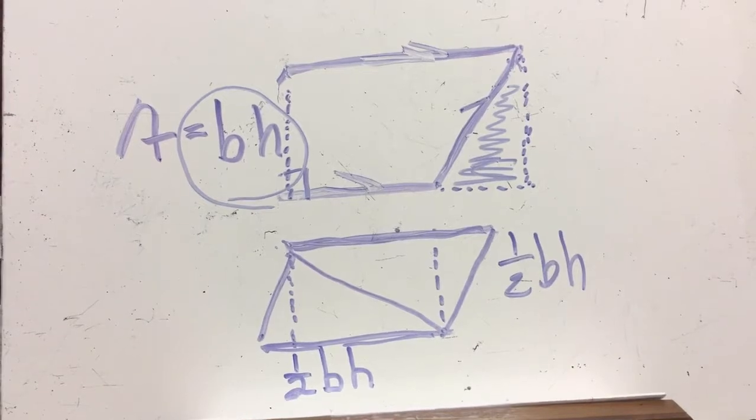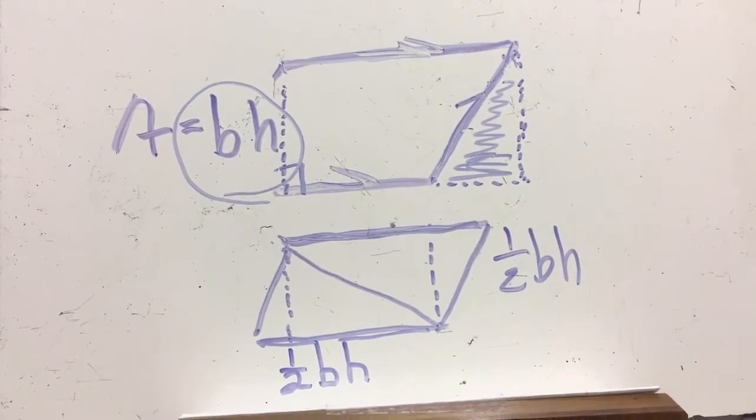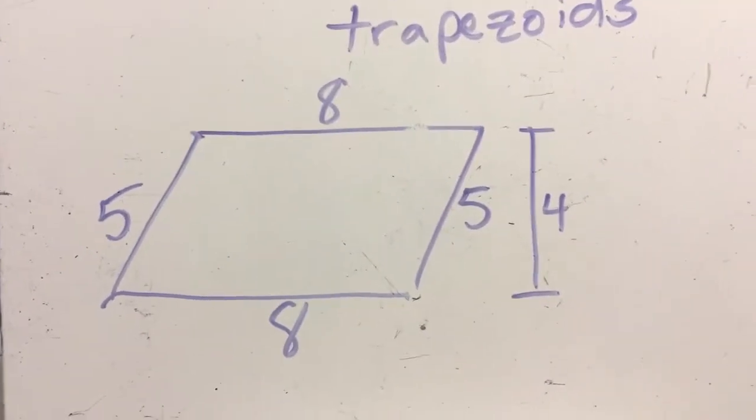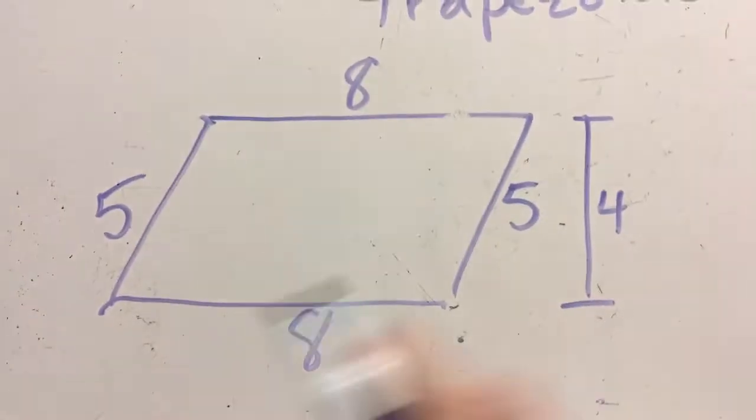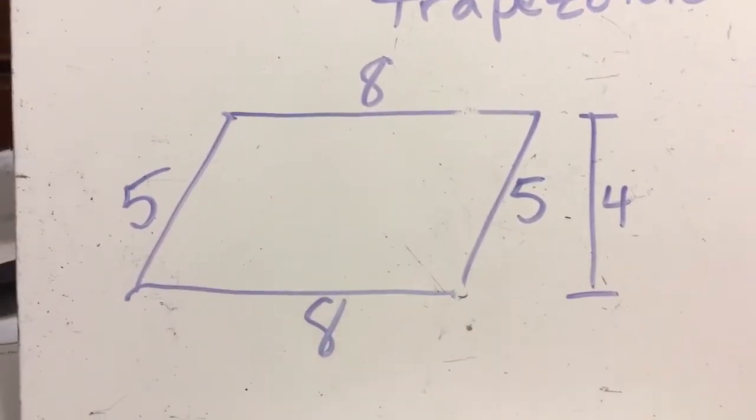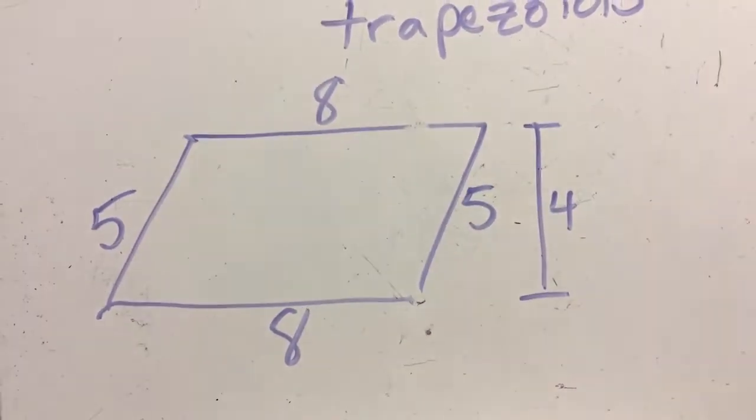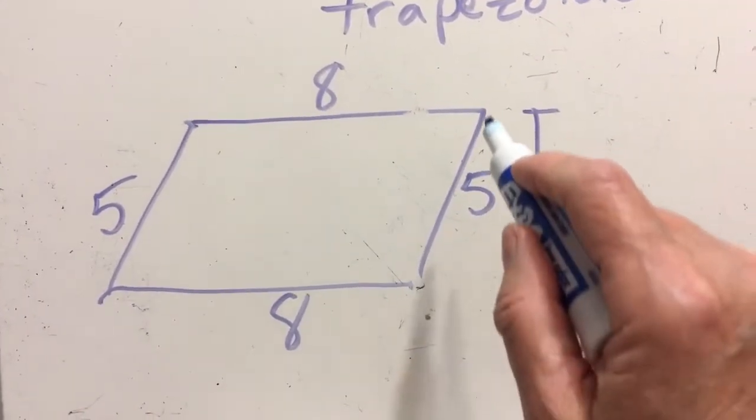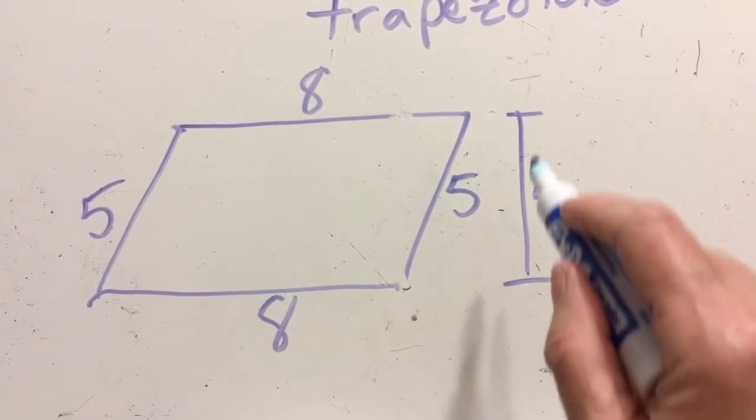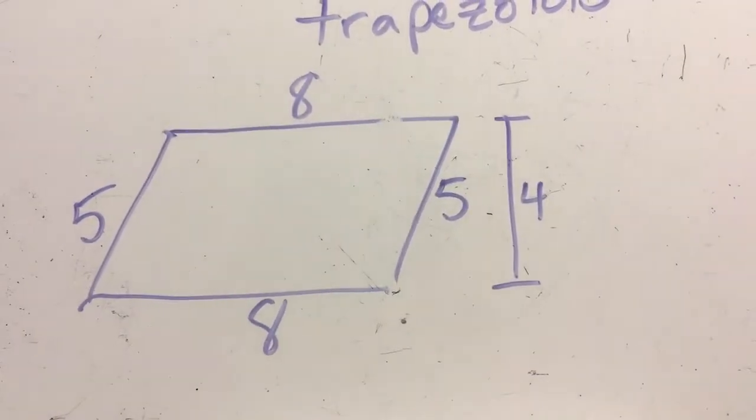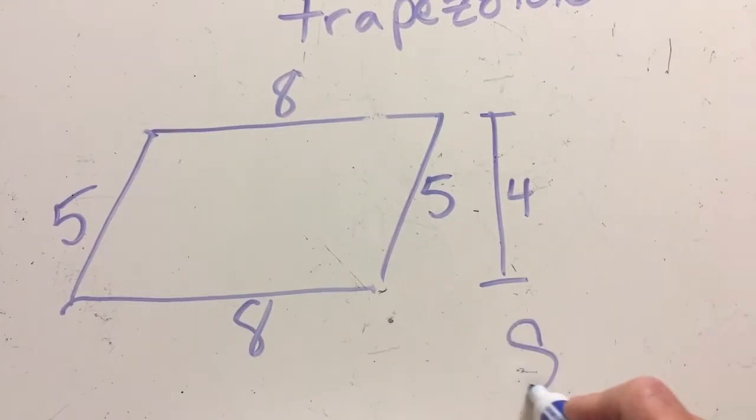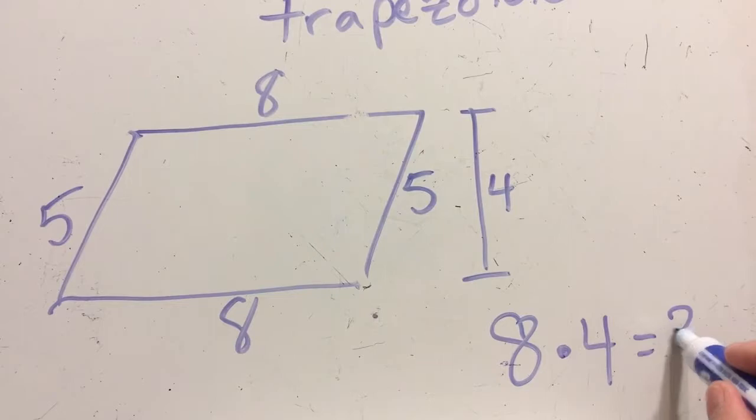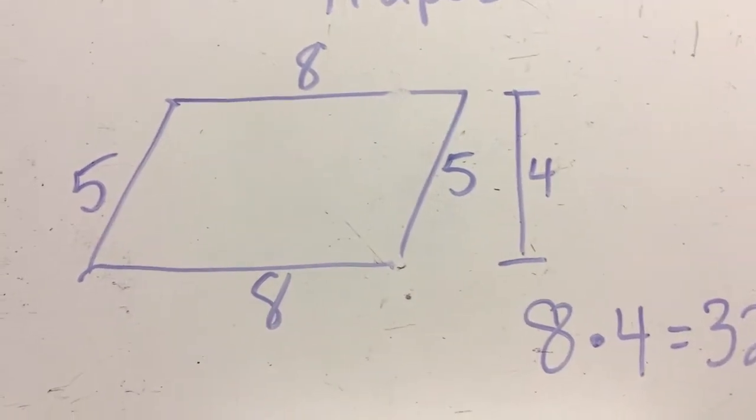Area is base times height when you're dealing with a parallelogram. Example 8.9 on page 40, we have a parallelogram which has 8, 8, 5, 5 for the sides of the parallelogram, but for our area we need base times height. So we need to know this straight distance down, which they also give us, is 4. So 8 is the base, 4 is the height. 8 times 4 is 32 square units.